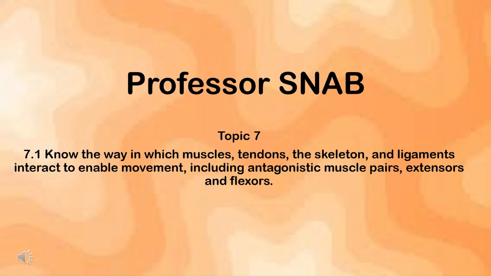So today we're starting topic 7, in which we look at the way in which muscles, tendons, the skeleton, and ligaments interact to enable movement, including antagonistic muscle pairs, extensors, and flexors.